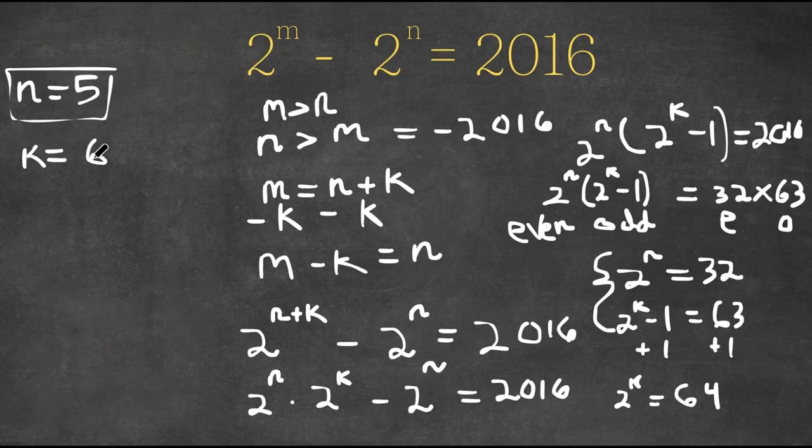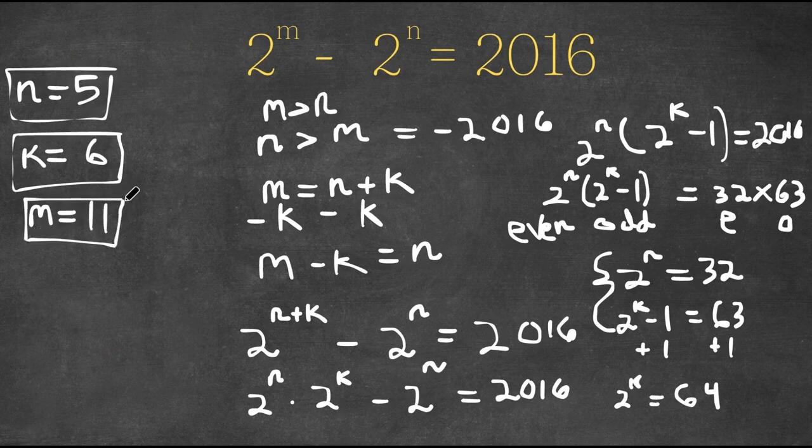So now if n is 5 and k is 6, well, we could simply plug these in. m is equal to n plus k, and n plus k is 5 plus 6, which is 11. So m is equal to 11. So now these three are our values.